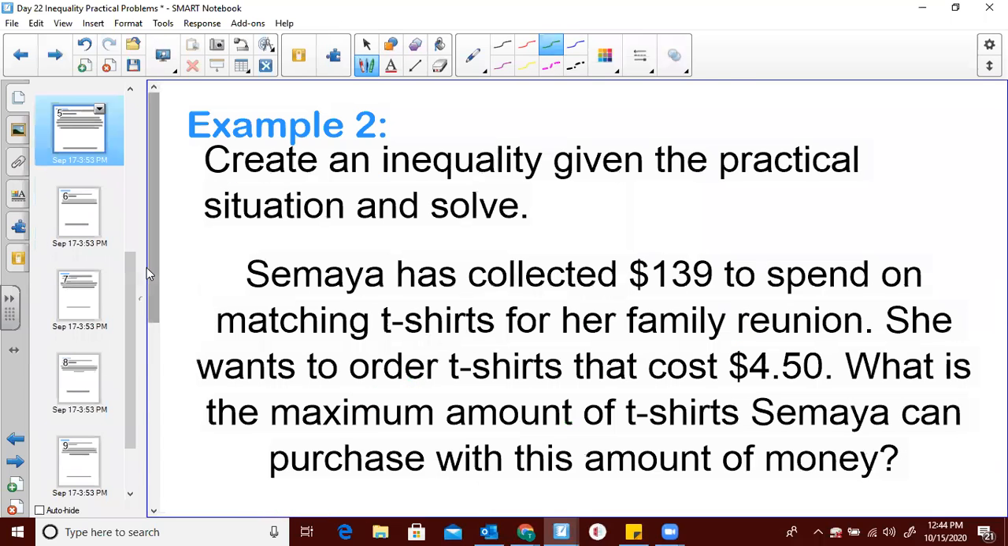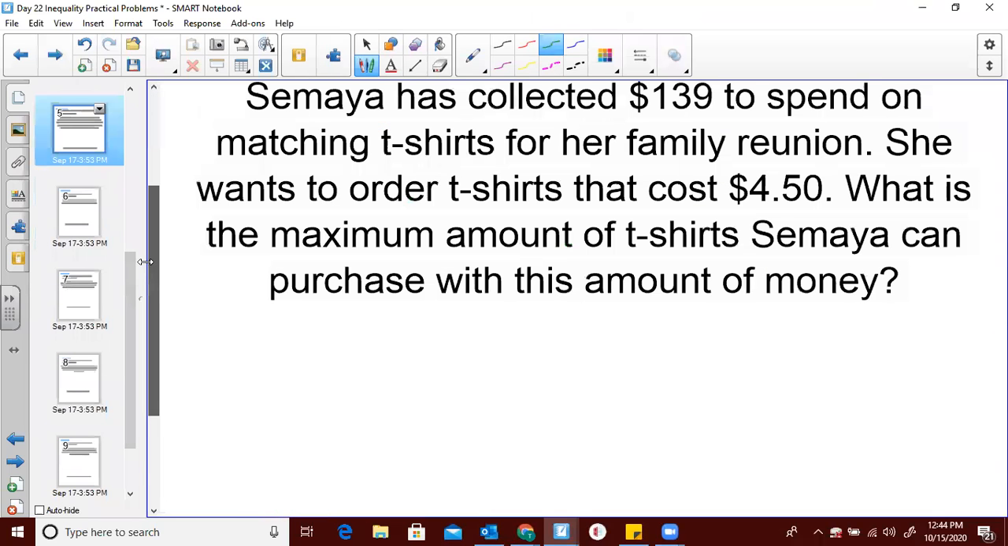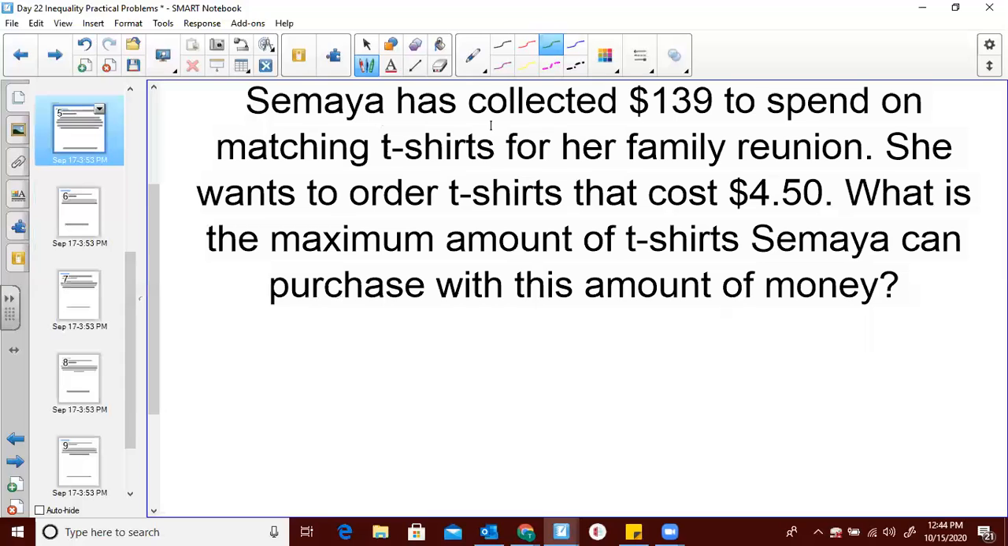All right, so Samaya has collected $139 to spend on matching t-shirts for her family reunion. She wants to order t-shirts that cost $4.50 each. What is the maximum amount of t-shirts Samaya can purchase with this amount of money? So we have a maximum. So right away, that's going to tell me less than or equal to.